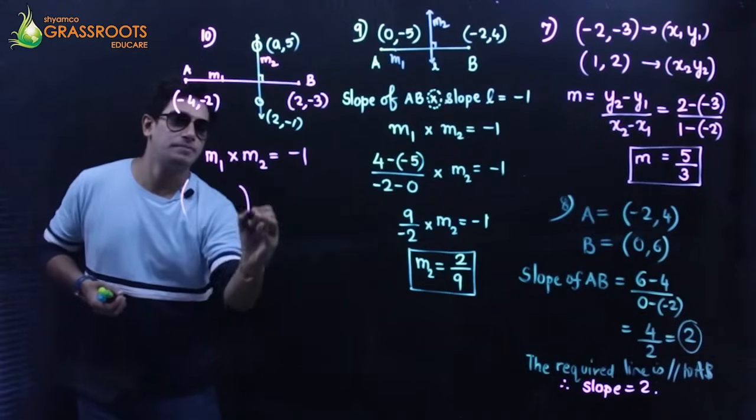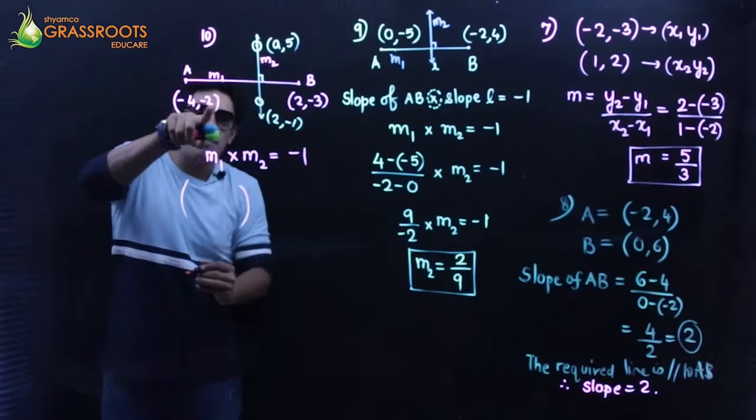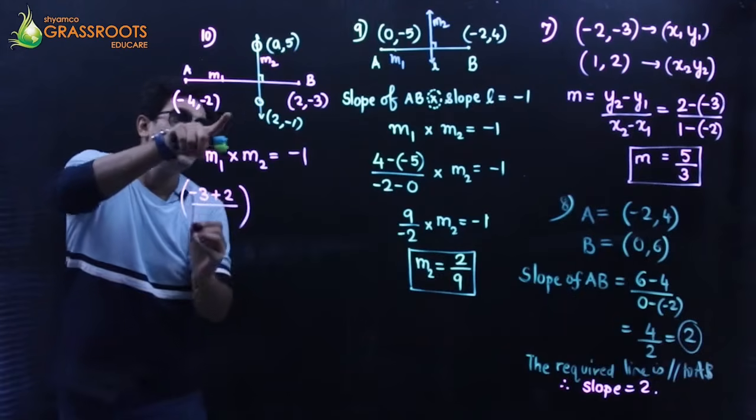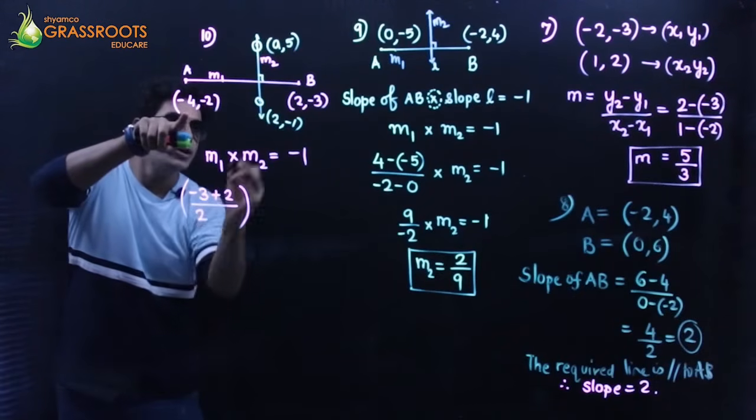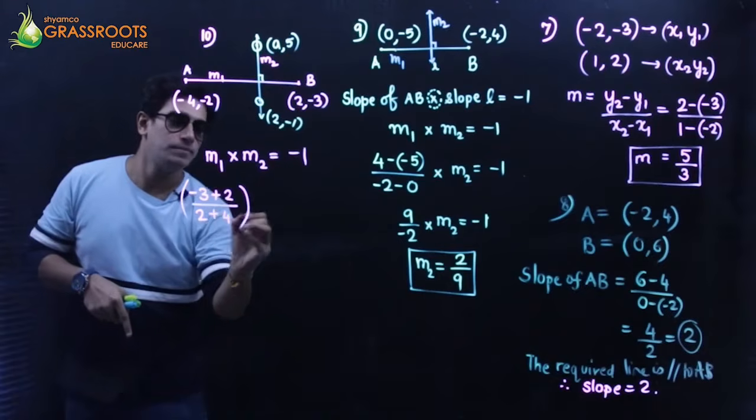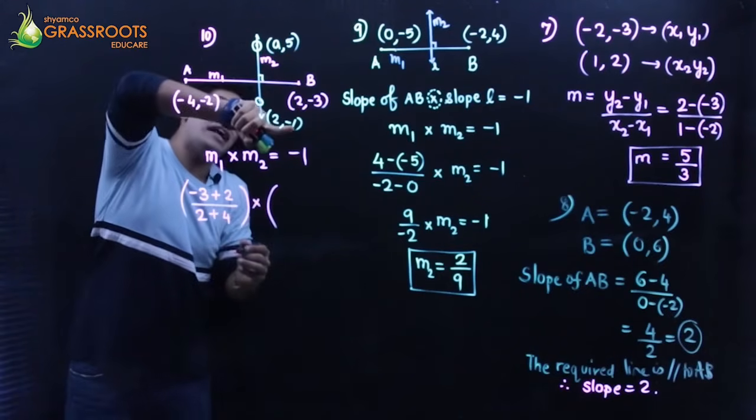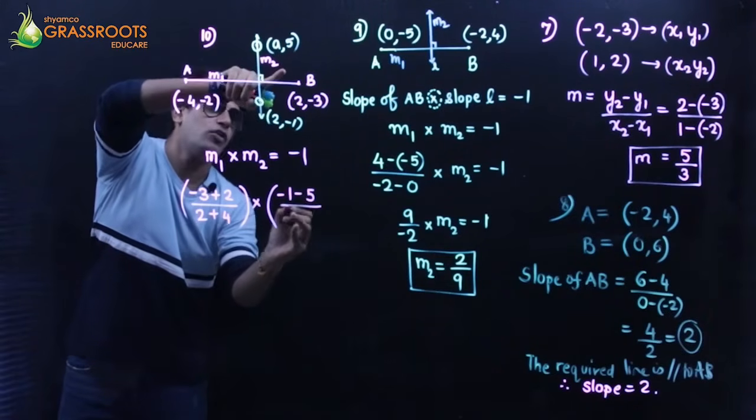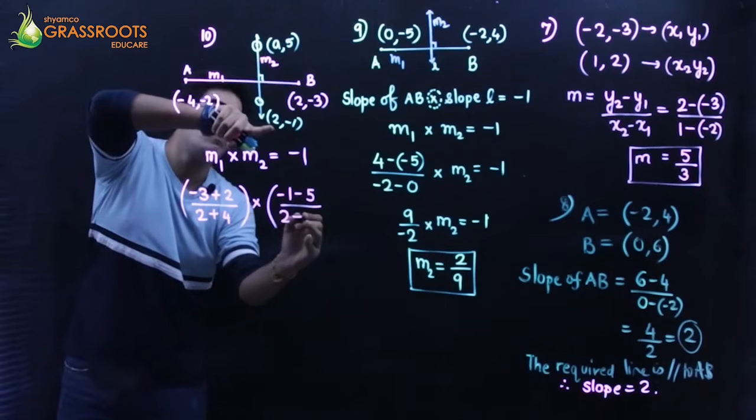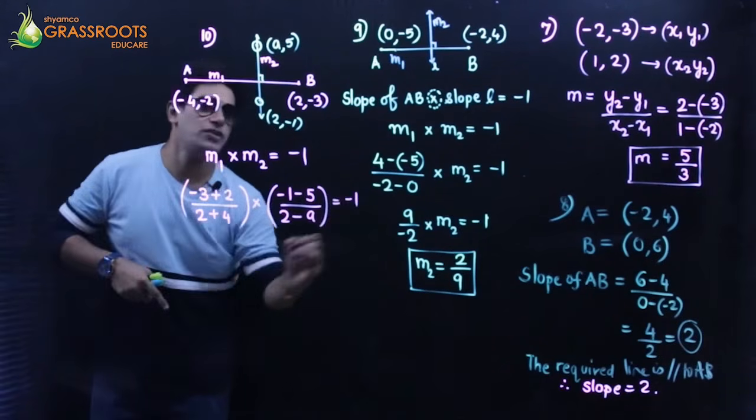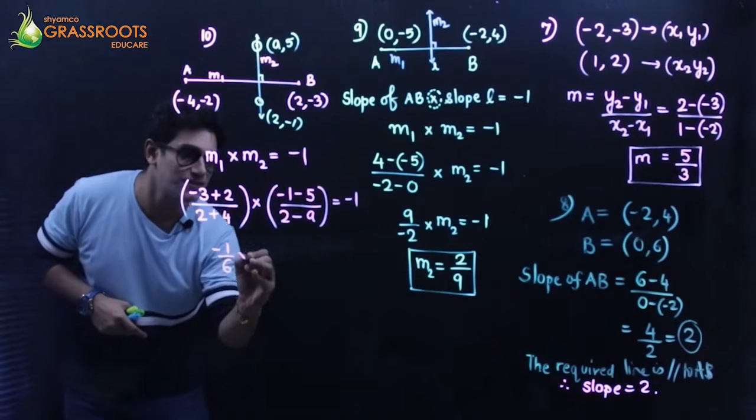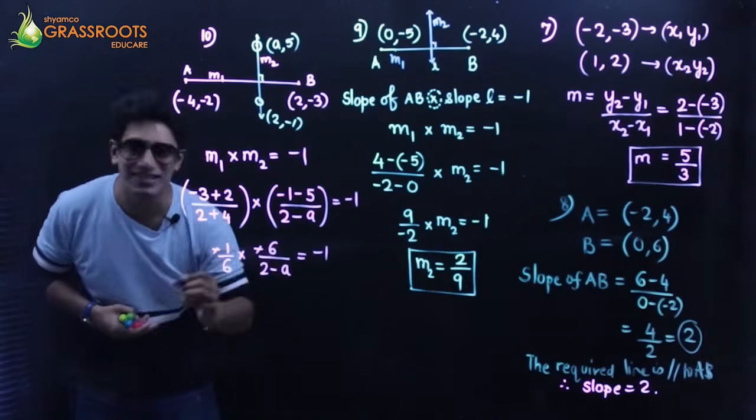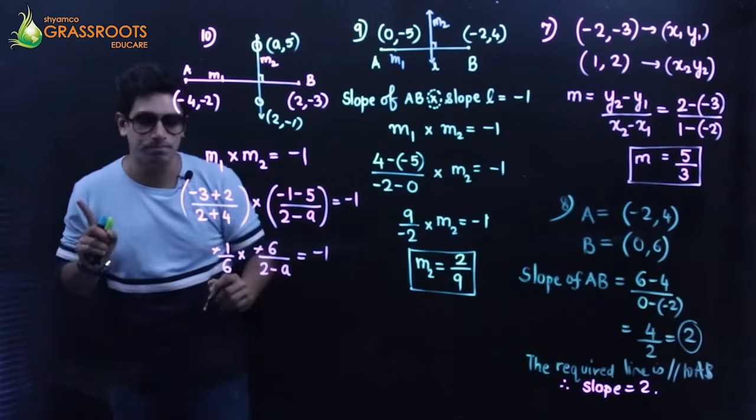Let's start with M1. Y2 minus Y1, that's minus 3 minus of minus 2, upon X2 minus X1, 2 minus of minus 4. M2: Y2 minus Y1, minus 1 minus 5, upon X2 minus X1, 2 minus A. This is equal to minus 1. So I get minus 1 upon 6 into minus 6 upon 2 minus A is equal to minus 1. Minus, minus cut, because minus into minus is plus.